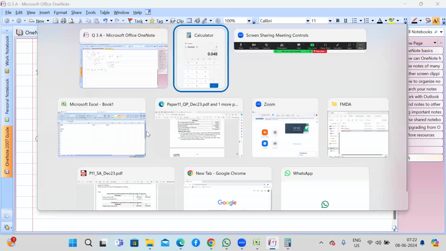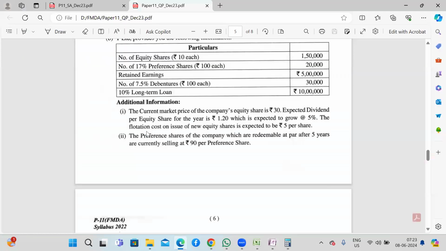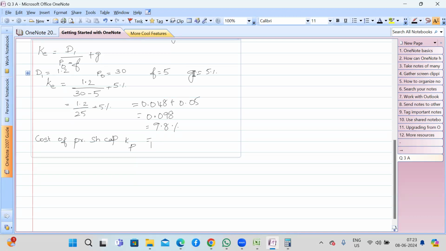So here the preference share capital's face value is 100 rupees each, but now the market is selling at 90 rupees. That is, the realizable value is only 90. So we are going to redeem at par only. So the redeemable value is 100 rupees only. So here we need to consider preference dividend first.